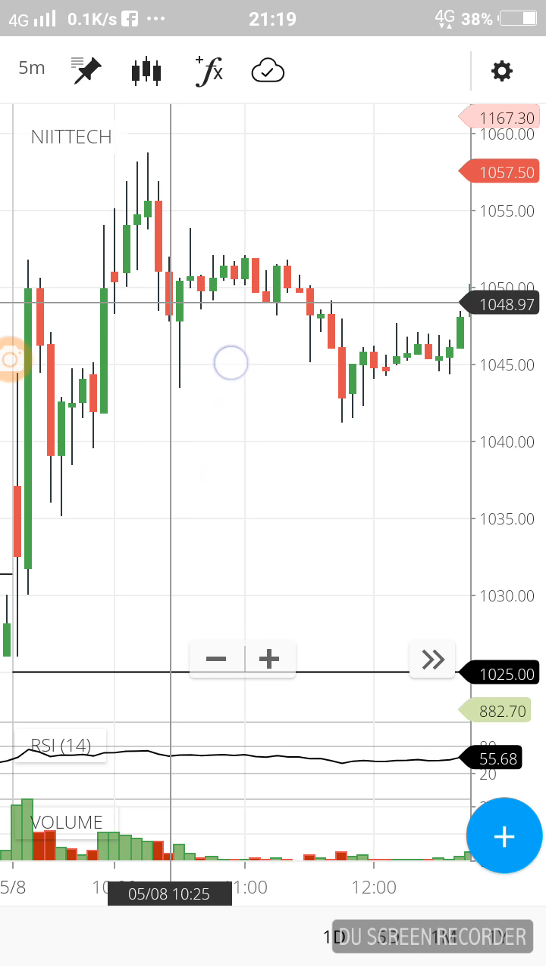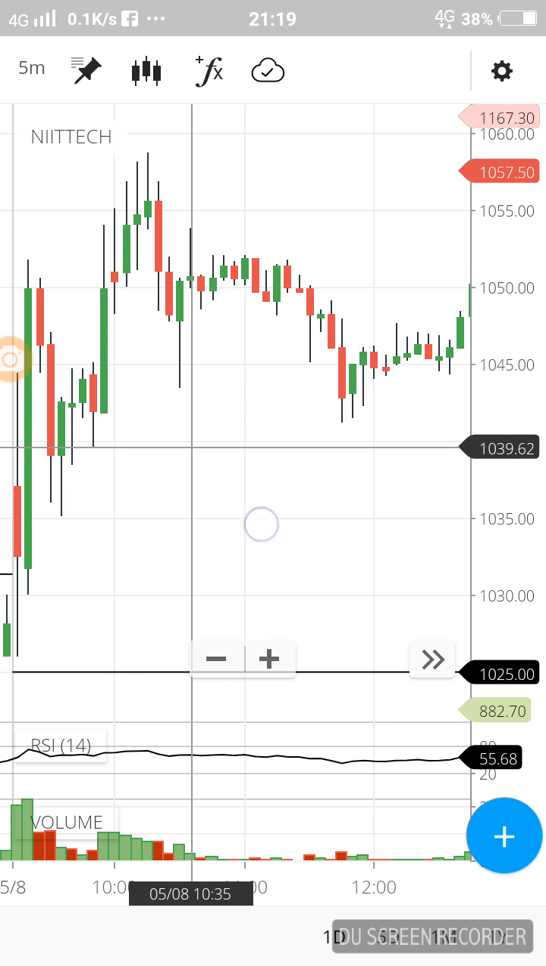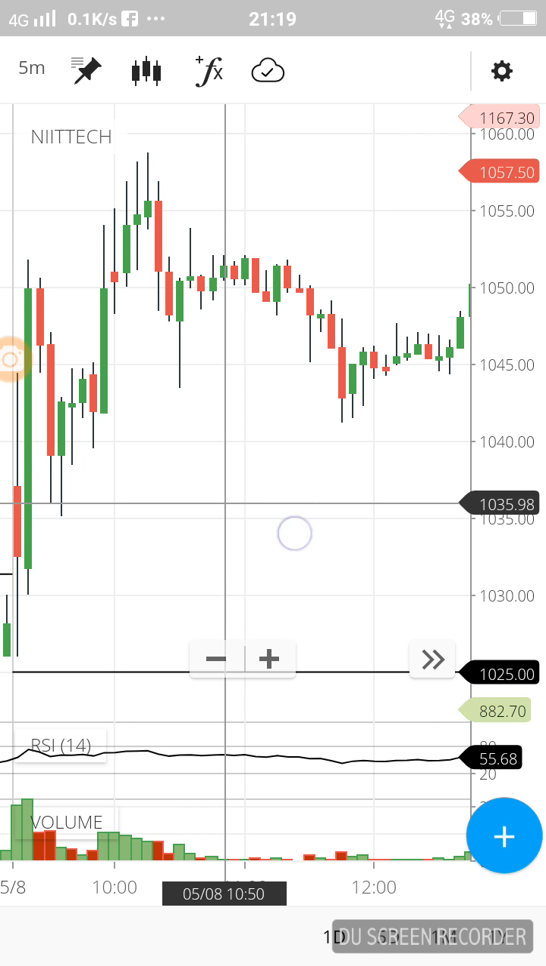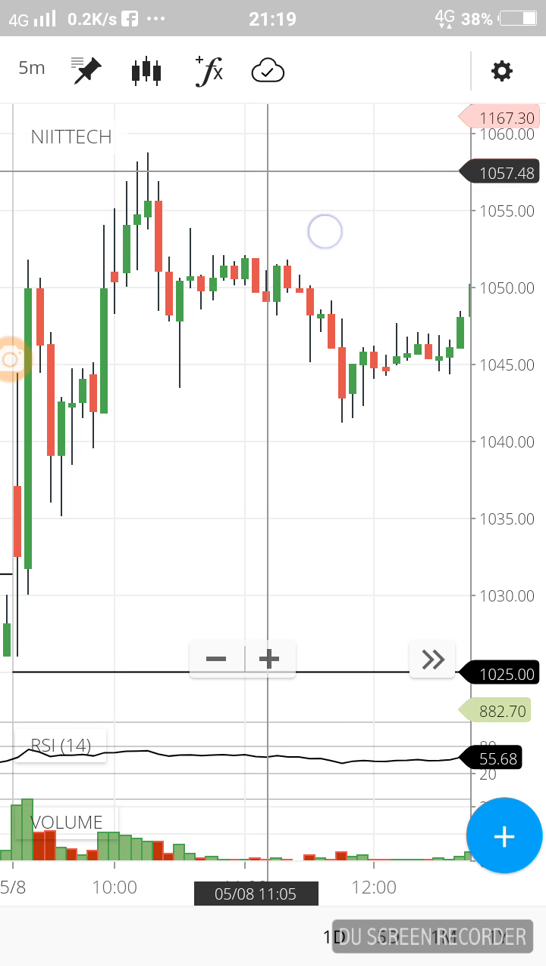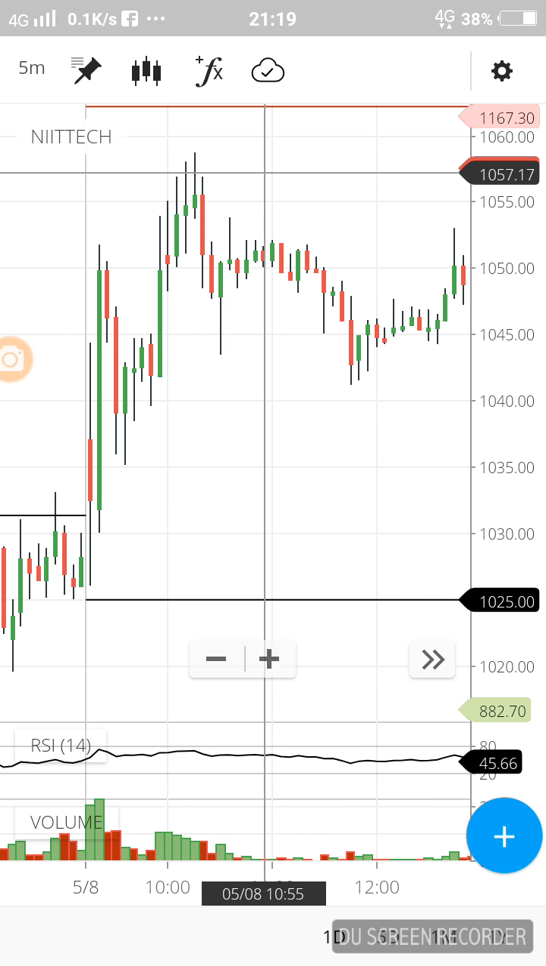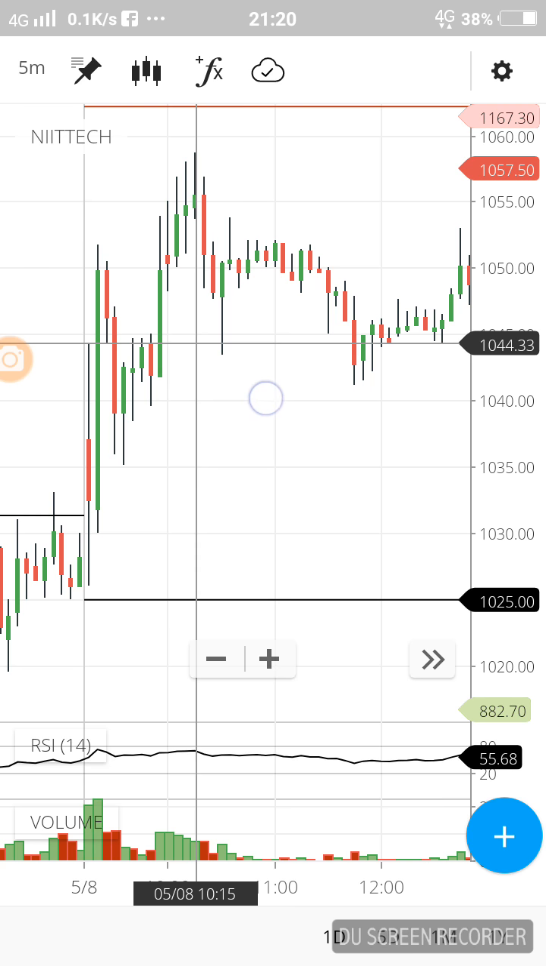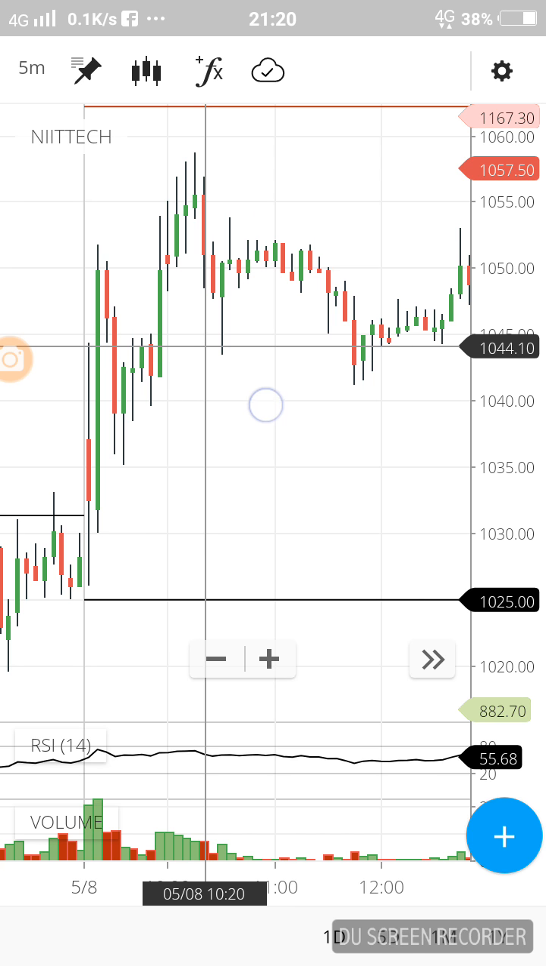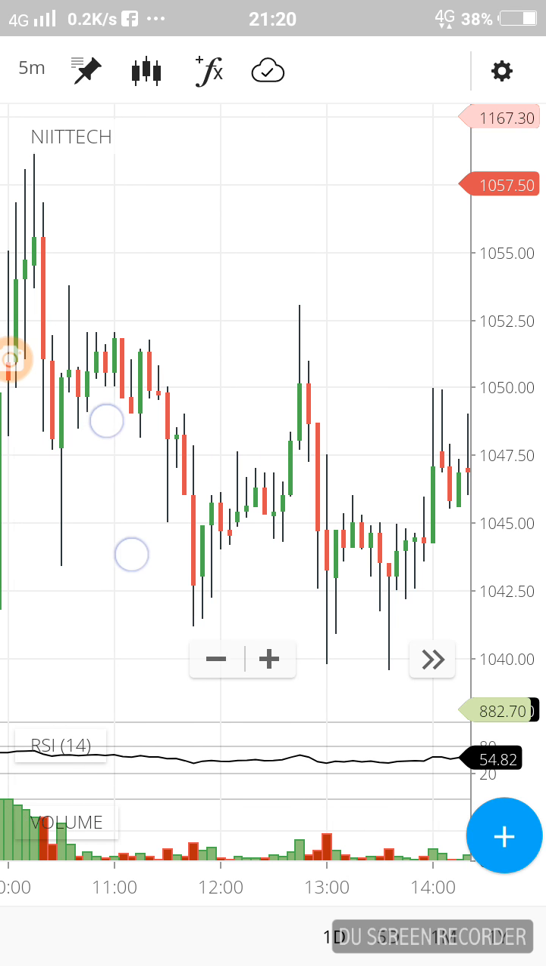So you got entry around 1045. The stock came down to 35, stop loss not hit. It went up again, you got your target of 15 rupees. Let's see what's the target from. The target from 1044 comes to around 1059, 1060 rupees.